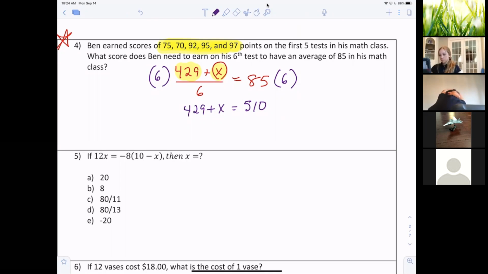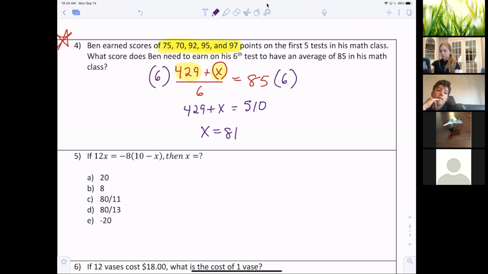Okay, so the final answer is on the 6th test, he needs to score a what? 81. 81. That is correct. I'm not arguing with you. There's different ways of doing it. I'm trying to teach you the math, though.